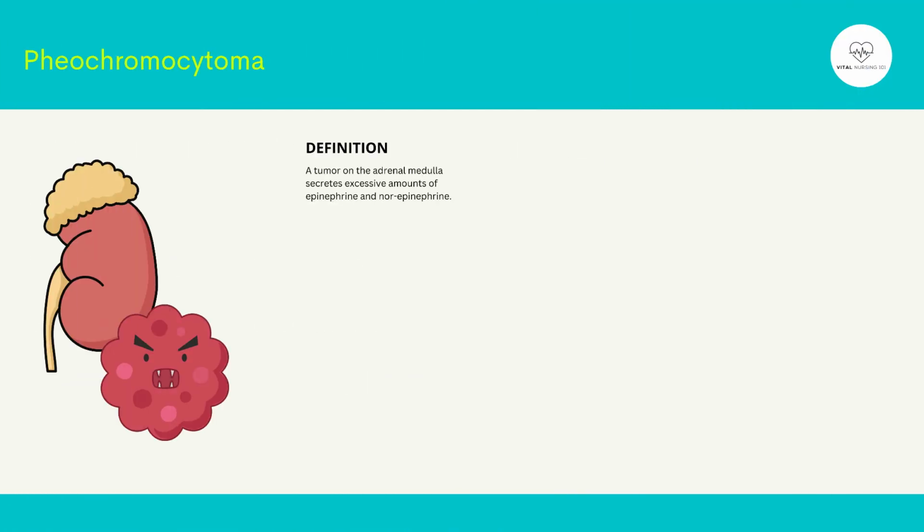Now let's begin by first learning what Pheochromocytoma is. A tumor on the adrenal medulla secretes excessive amounts of epinephrine and norepinephrine. It occurs at any age, but peak incidence is between 40 and 50 years of age. It affects men and women equally and has familial tendencies. 10% of the tumors are bilateral and 10% are malignant.